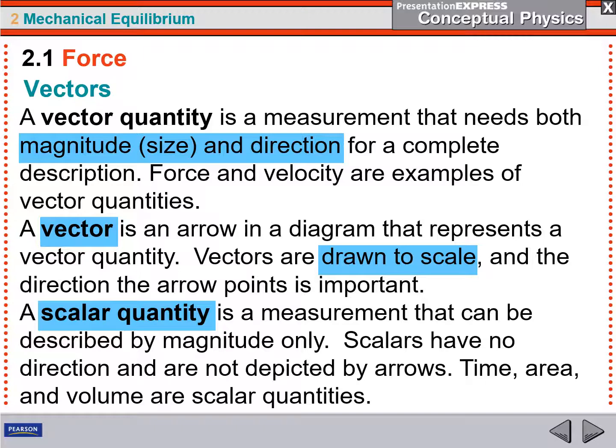Time always goes only in one direction, and so it doesn't really have directionality in the strict sense. You always know which way is forward. There is no backwards, up or down. So time is a scalar.